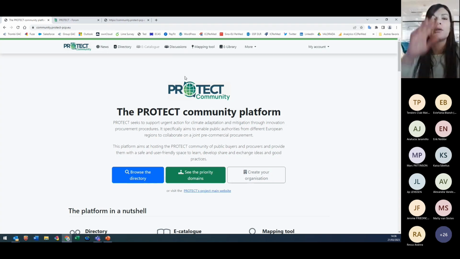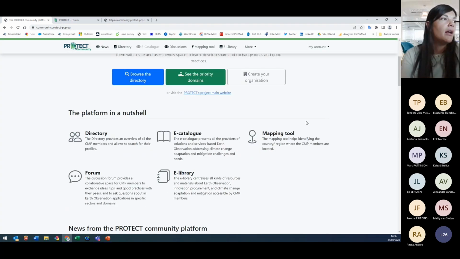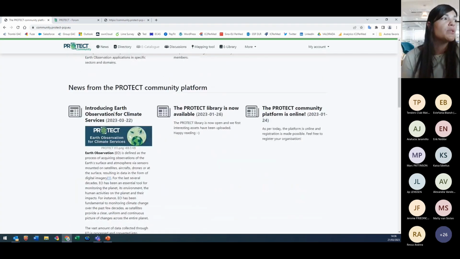But also material that we will be preparing for you, informative material that we will be sharing with you every month. So there's already one article here about introducing Earth observation for climate services that you can go and read and familiarize yourself with what is Earth observation, what are climate services, and the different programs at the EU level that exist in this area.